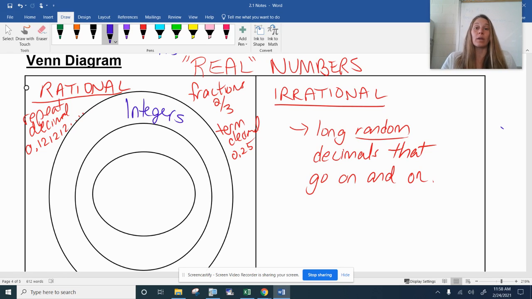They're just positive or negative whole numbers. Then even more specific than that is your whole numbers. So whole numbers are integers. They're also rational, and they're also real numbers.